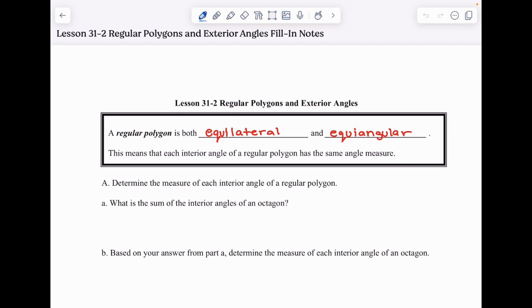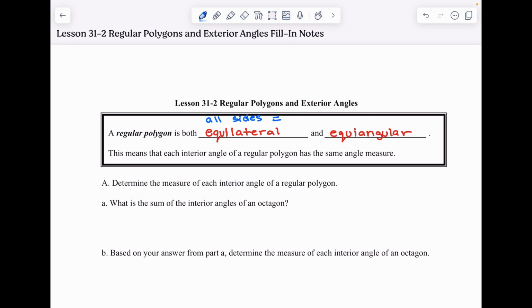A polygon is considered regular if it is both equilateral and equiangular. Equilateral means that all of the sides are the same length, and equiangular means that all of the angles are equal. And so a polygon that has all equal sides and all equal angles is considered regular.